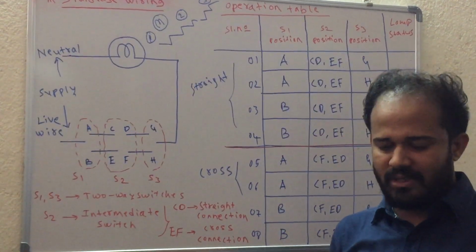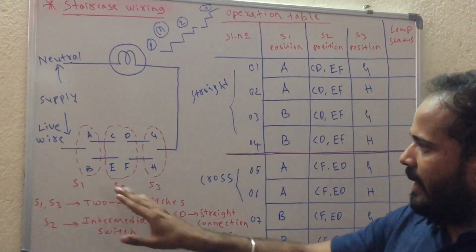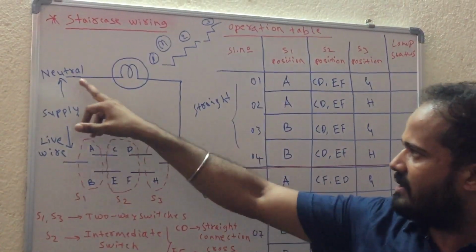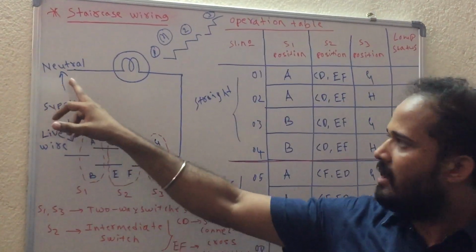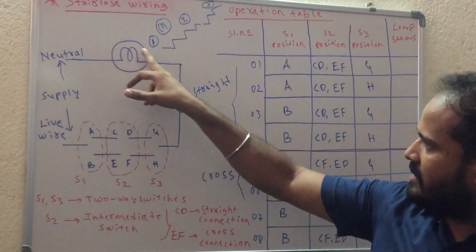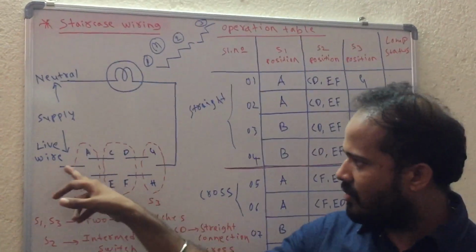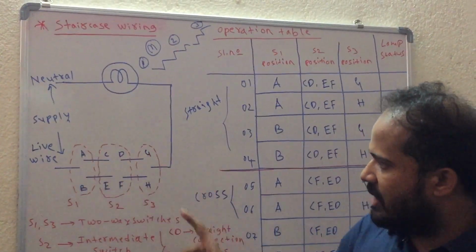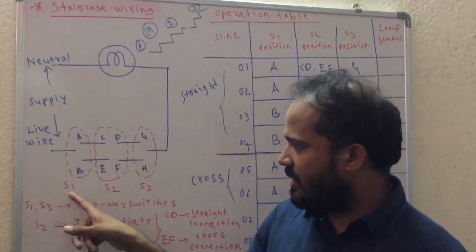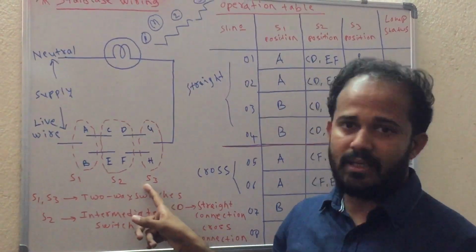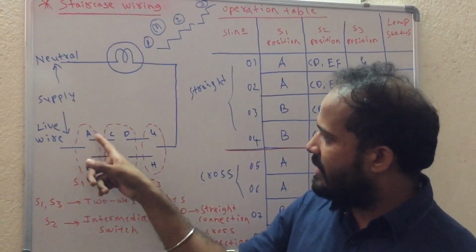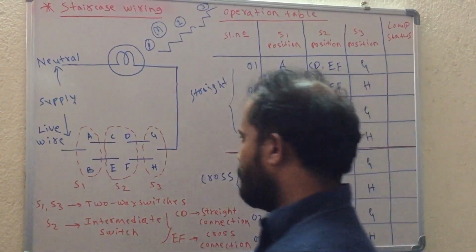Compared to the previous diagram, here you can see we will have three switches. It is again a single phase system wherein one neutral is there, the bulb is connected, and then it is to be connected to the live wire with the help of three switches. Here you can see switch S1, switch S2 and switch S3. These are the positions. Let it be O at the center.